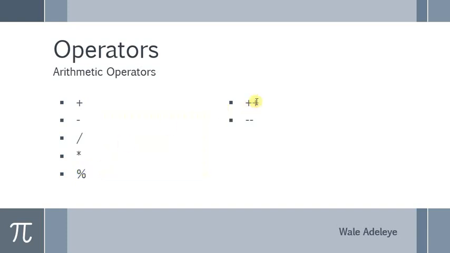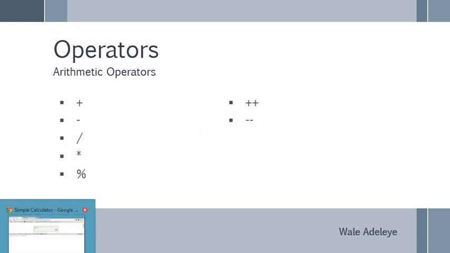And the plus plus sign is for increment. If you have a variable that has a numerical value, and you do that variable plus plus, it increments the value of that variable by 1. And the minus minus works the other way. It reduces the value by 1. Well, let's go into examples and see how this works.